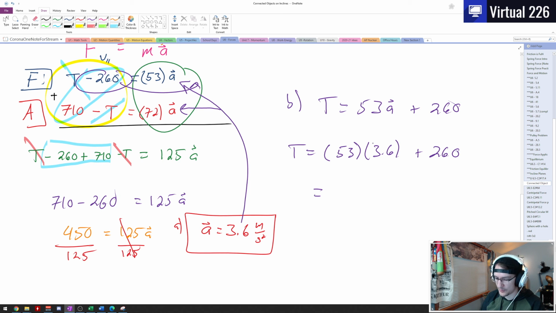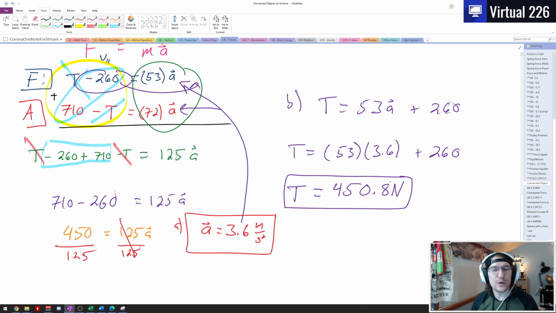Now it's simply a matter of multiplying and then adding. So 53 times 3.6 gives me 190.8, plus 260. And I find that the tension in that rope is 450.8. And it's a force, so that needs to be in newtons. So we've done something just like that before, where we plug our acceleration back into an equation to solve for the other unknown and to solve out that system.